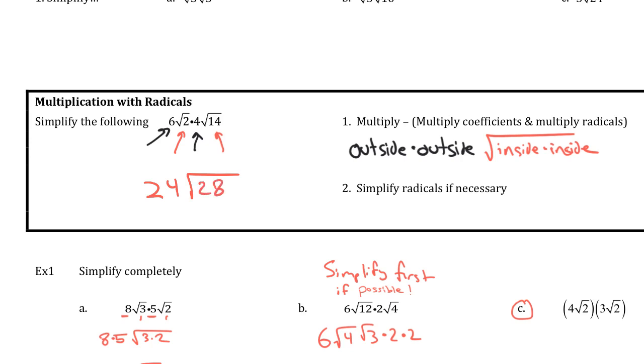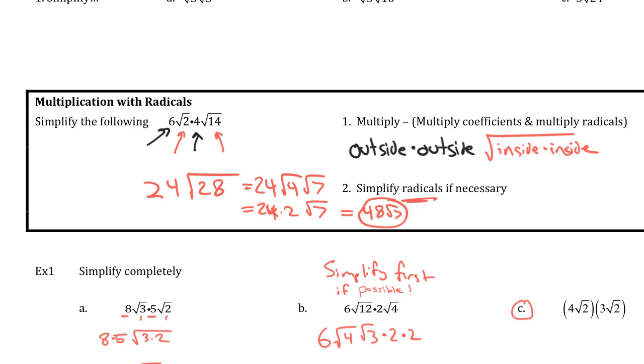And then step 2 is to simplify. So then I have to look at my radical, square root of 28, and see if it simplifies. I know that 4 goes into 28. So this is going to become 24 times the square root of 4 times the square root of 7. 28 is 4 times 7, right? So now I have 24 times 2, root 7. And 24 times 2 is 48. So my answer here is 48 root 7.